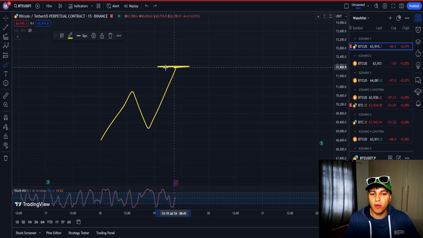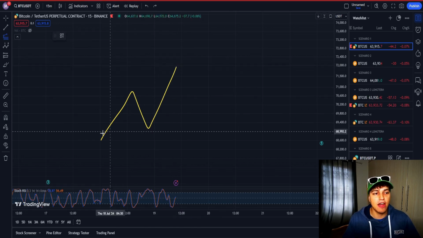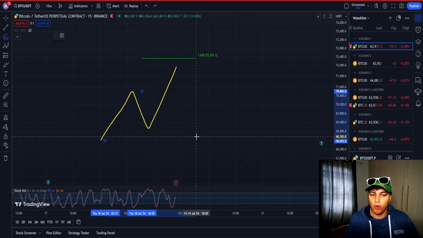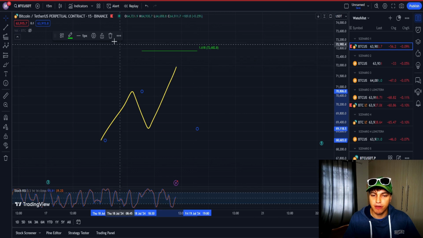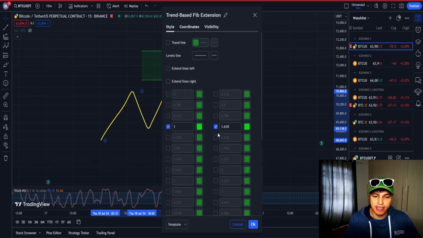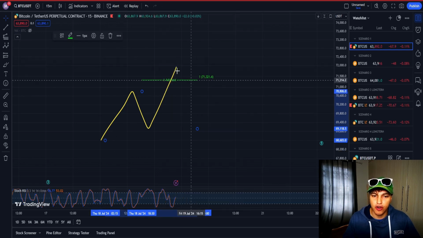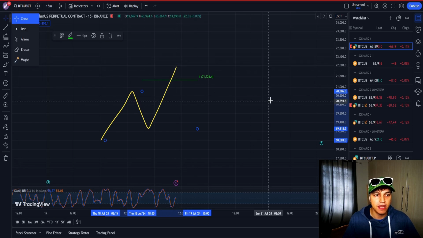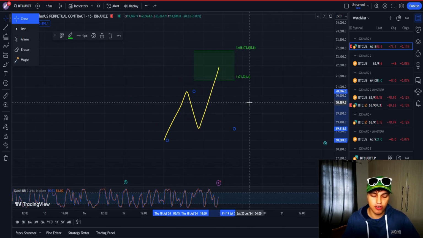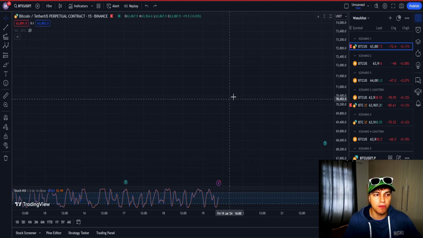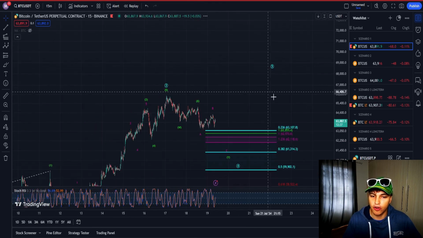This C wave targets out often the 1-to-1 of the wave A. So if I mark it here, it would often hit about this green line here. But that is the scenario we are looking at the moment as our main scenario.